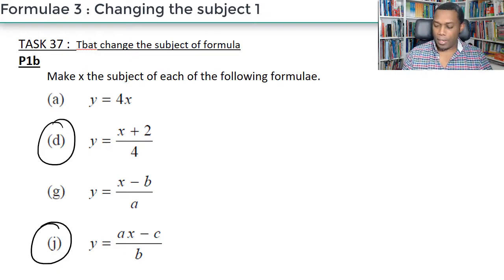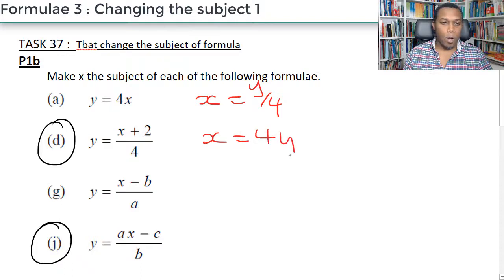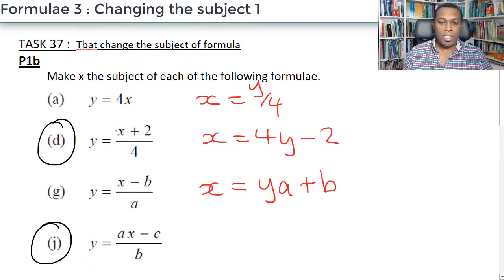Now for the solutions, I had my pen upside down. For A, you have x is equal to y on 4. For D, you should have x is equal to 4y, take away 2. For G, x is equal to y, a plus b. D and G, it's the same logic. It's just getting comfortable with the idea that it can all be letters.